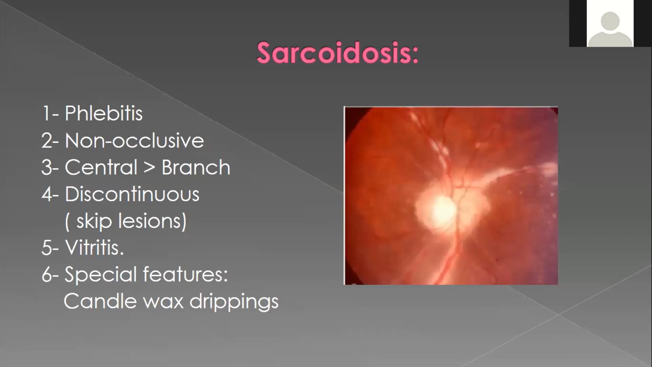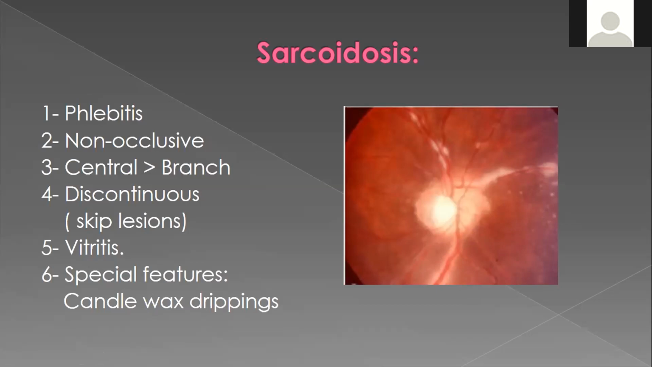The points on the left in order. Number 1, it is a case of phlebitis. This is the vein involved. So sarcoidosis is a disease of the retinal veins. Number 2, non-occlusive, because if this central retinal vein was occluded, you would find a flood of flame-shaped hemorrhages and cotton wool spots all over the fundus. Number 3, it is the central retinal vein, the main trunk, that received most of the attack. And number 4 is the skip lesions, as we see that some areas are clinically affected and there are intervening areas of clinically sound vessel wall. Number 5, vitreous reaction. And number 6 is the diagnostic feature of sarcoidosis known as candle wax drippings or taches de bougie.